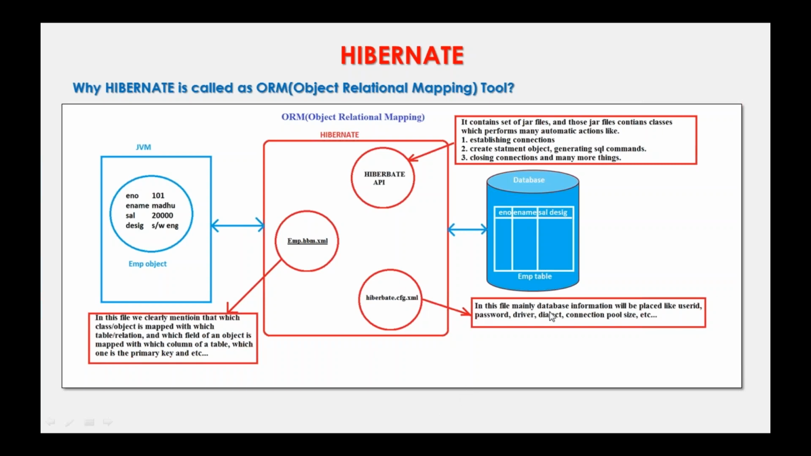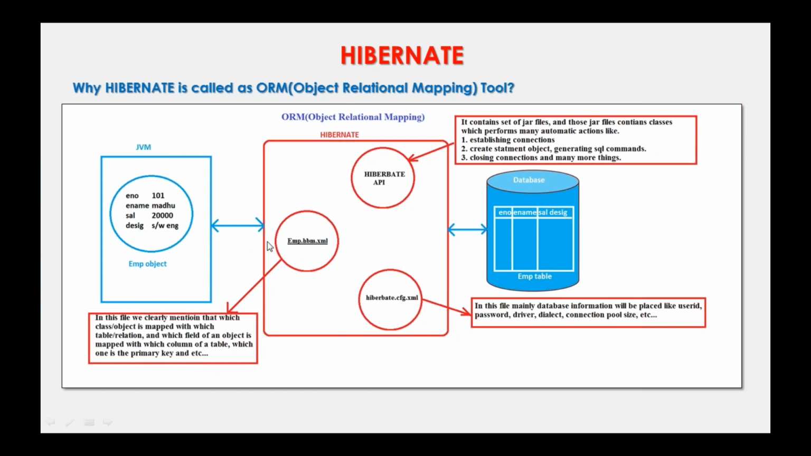See this configuration file. In this file, mainly database information will be placed like user ID, password, driver, dialect, connection. Dialect means to which database we need to connect. Is it the Oracle database, or is it the MySQL database? Is it the SQL Server database? To which database we need to connect? That's what dialect is. By using dialect, we can tell that to Hibernate. Next, connection pooling size, etc.